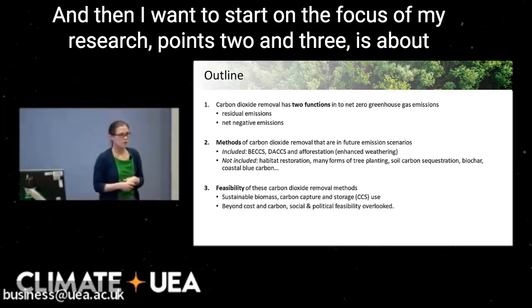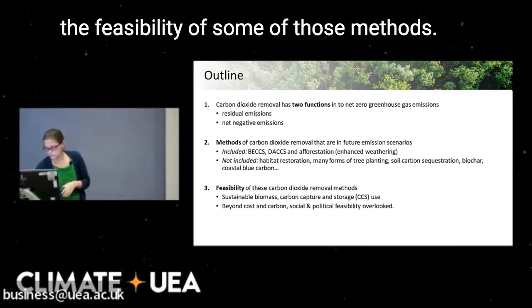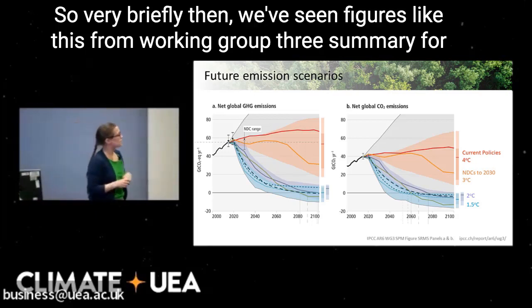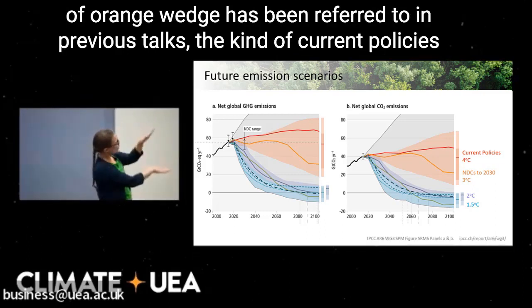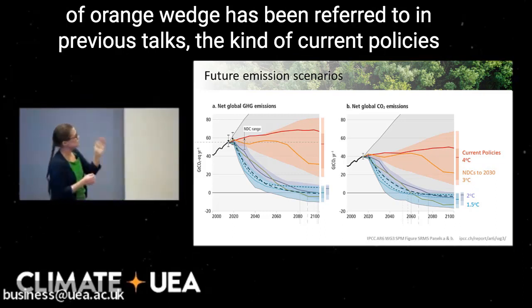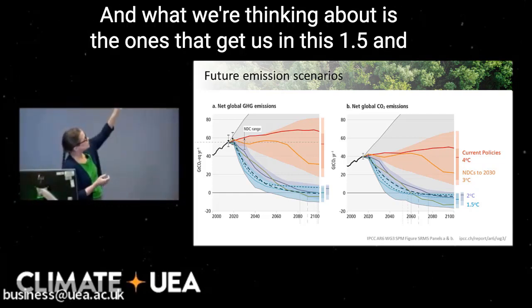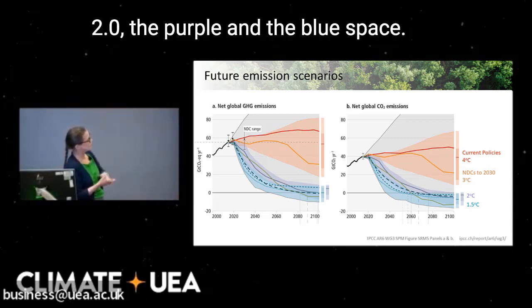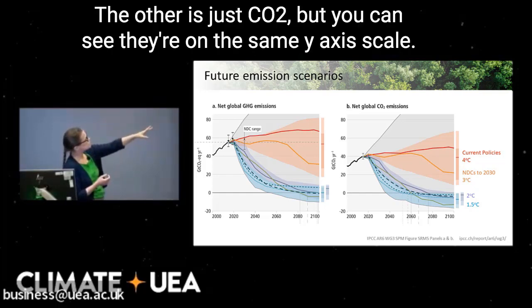And then my research focus, points 2 and 3, is about the feasibility of some of those methods. So very briefly then, we've seen figures like this from Working Group 3, summary for policymakers. On the left, all greenhouse gases, on the right, CO2 emissions. The orange wedge has been referred to in previous talks, the current policies trajectory or the moderate action scenario. And what we're thinking about is the ones that get us to 1.5, in the purple and the blue space. One axis is gigatons CO2 equivalent, the other is just CO2. But you can see they're on the same y-axis scale.